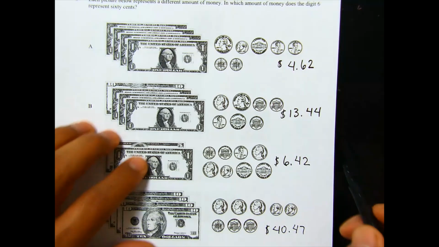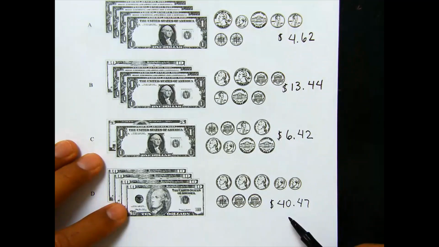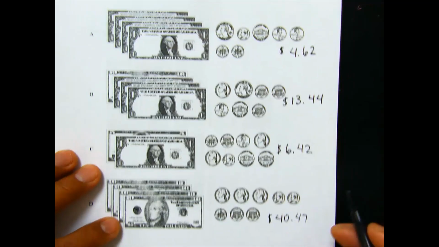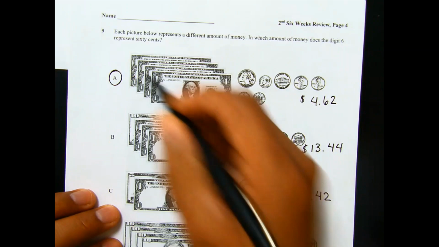This one doesn't have a 6. This is a 6 in the dollars. And this has no 6 at all. 10, 20, 30, 40, 45, 46, 47. So our answer would be A.